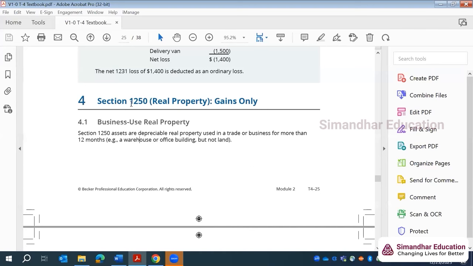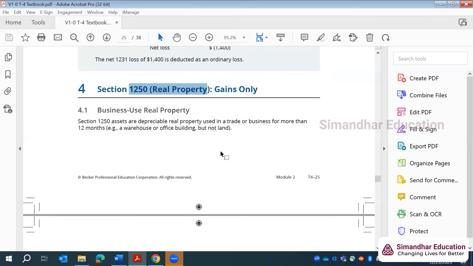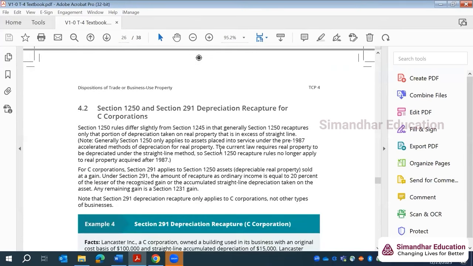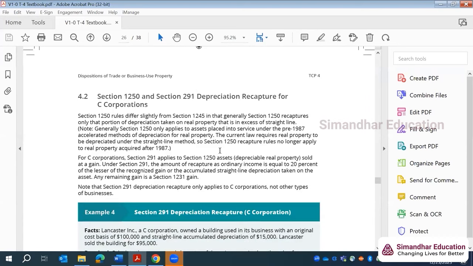Remember, these sections pertain to the recapture of depreciation. So obviously land does not fall into that category because you don't depreciate land. So what will you recapture? Now, section 1250 for the corporation was applicable for the real properties that were acquired before 1987.